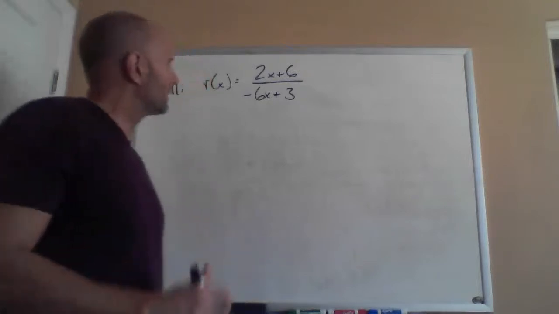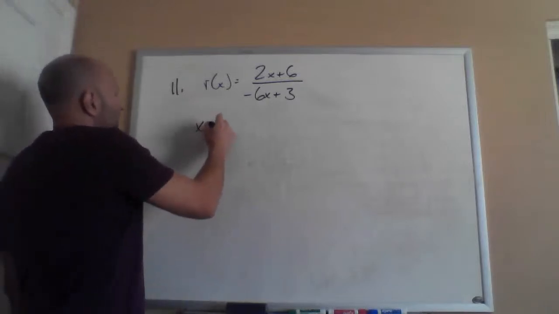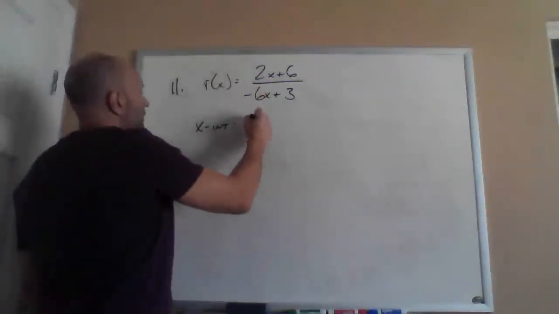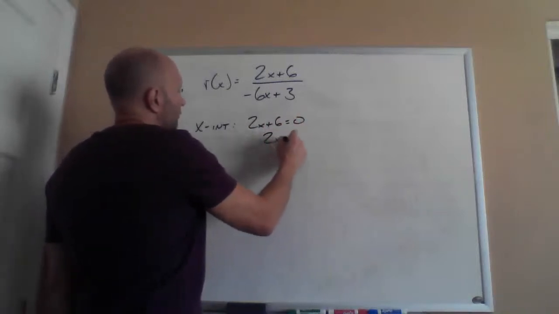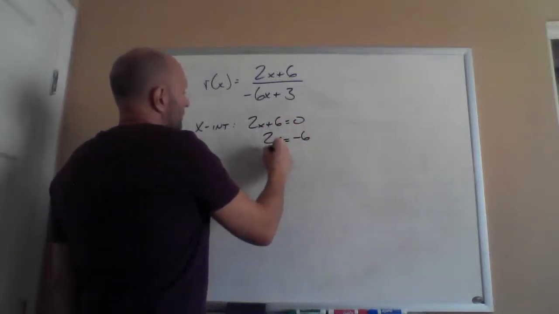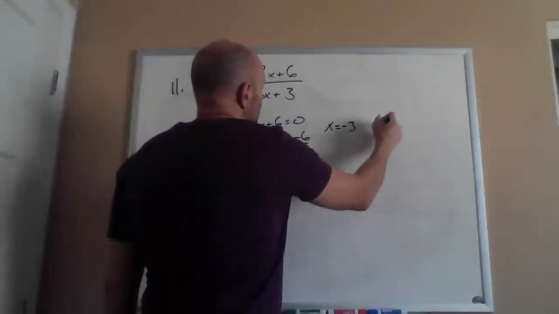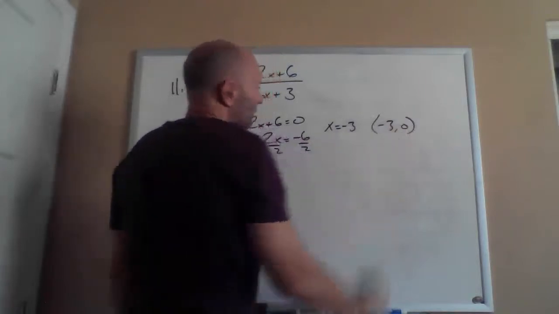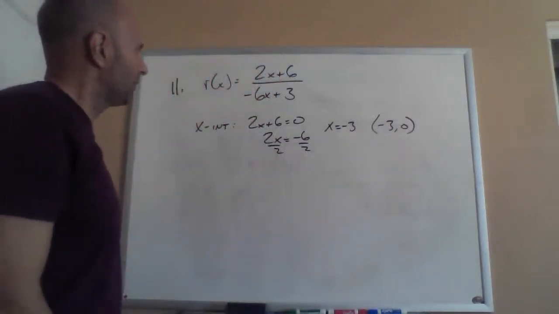All right, looks like you guys are finishing this up. Same process again. X-intercept, set the numerator 2x plus 6 equal to 0. We have 2x equals negative 6. Divide everything by 2. X equals negative 3. So the x-intercept is negative 3, 0 as an ordered pair.